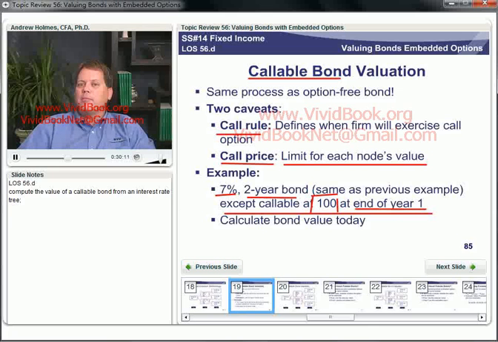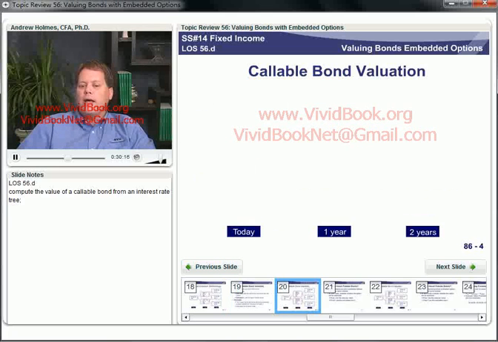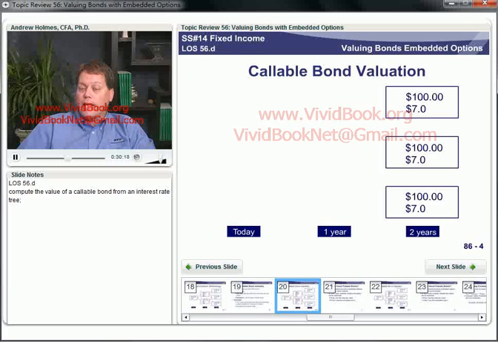So calculate the bond value today. How do we do that? Well, if we come up here, we know that the value of the bonds at maturity, if they haven't been exercised, is going to be 100. So we already know that.